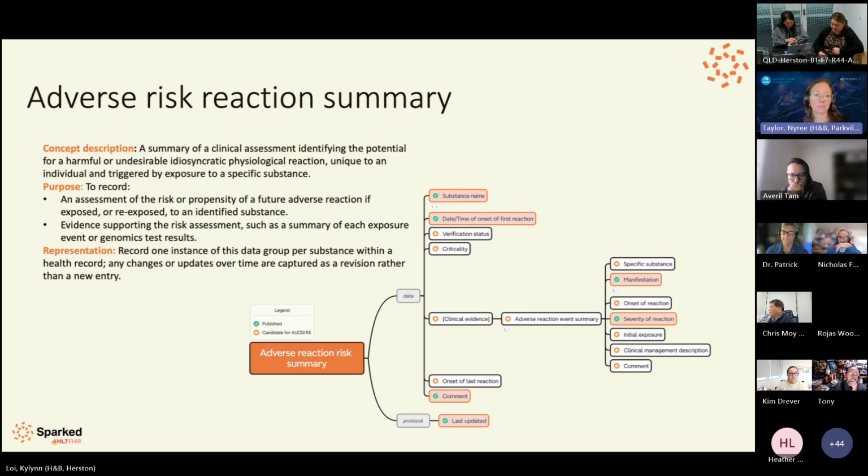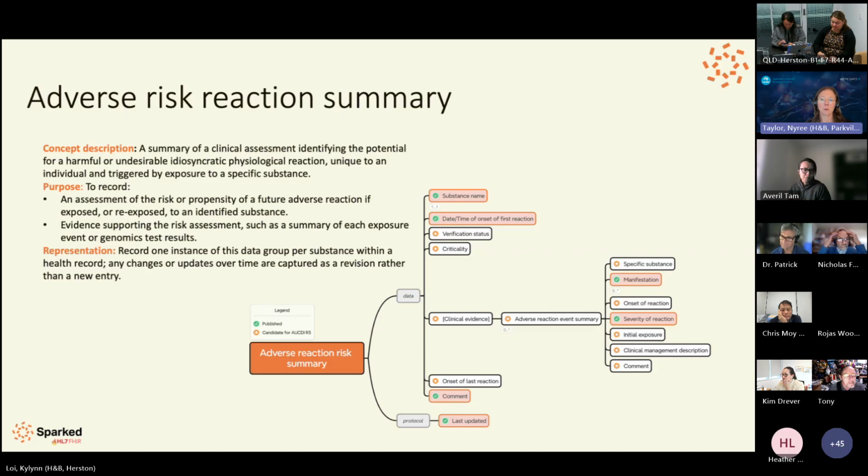Okay, thanks, Kylene. Now we're going to move into the adverse reaction risk summary. What we've done is popped the concept description, the purpose, and the representation on the screen for everybody to go through and just have a little refresh. These descriptors or definitions were put on the AUCDI R1 and R2. So we've actually been able to define them and they were accepted by the community for the publication.